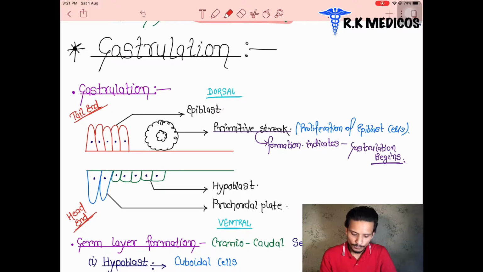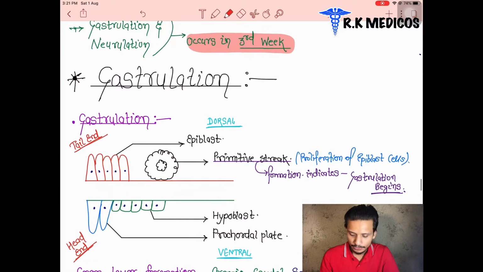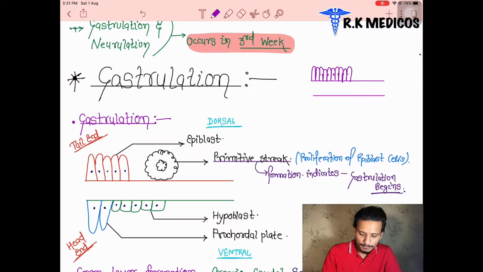Let's start from the initial points: the upper cells and the lower cells. The upper cells are columnar in shape, and these are called epiblast cells. Similarly, down below there are cuboidal cells, and these cuboidal cells are called hypoblast cells. This is happening in the second week.